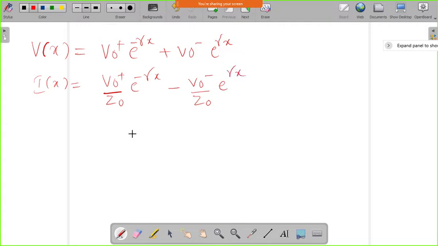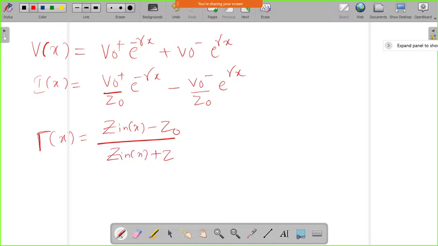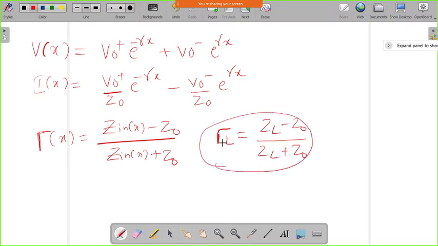Okay, and we have seen the reflection coefficient equation. That is gamma of x, which is nothing but Z in of x minus Z naught divided by Z in of x plus Z naught. At the load side we have seen ZL minus Z naught by ZL plus Z naught, where x equal to 0.